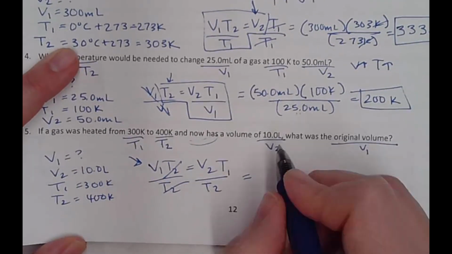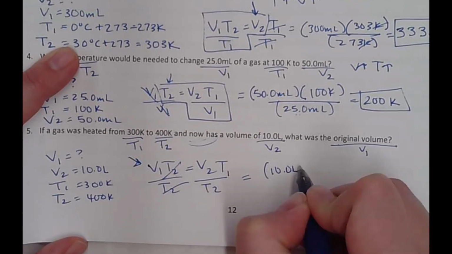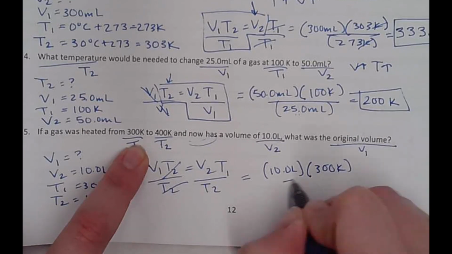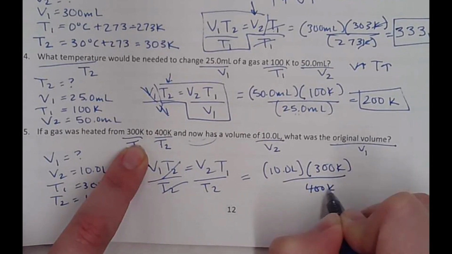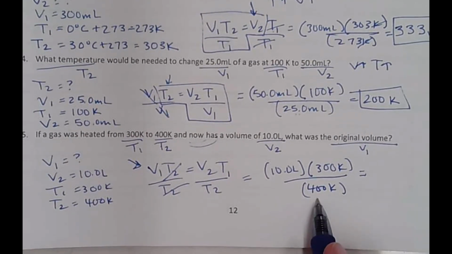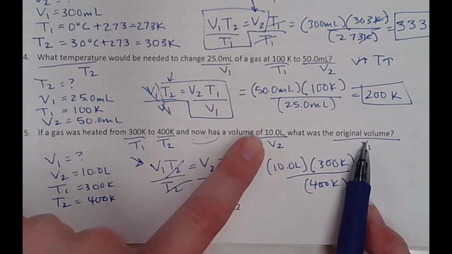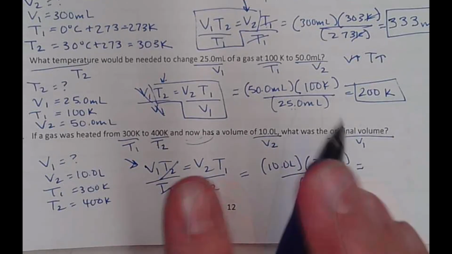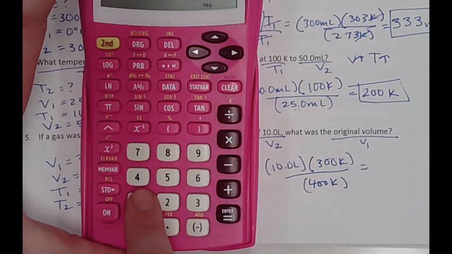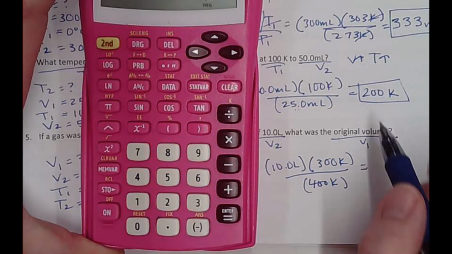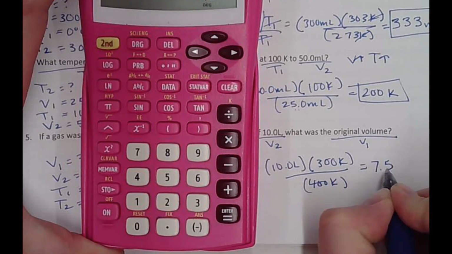So notice I end up getting then the opposite, where there's 300 on the top and 400 on the bottom, which is less than 1. It's going to make it go down, which makes sense. My second volume should be bigger than my first volume, so this has to go down. So I have 10 times 300 divided by 400, which gives us a volume of 7.5 liters.